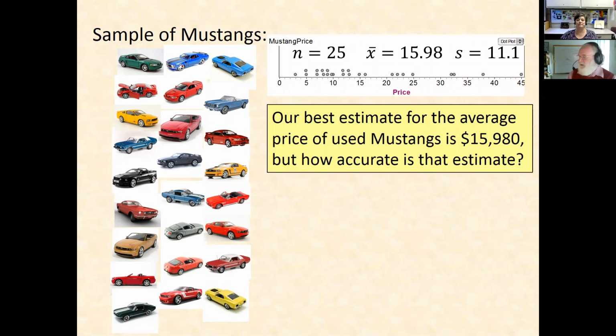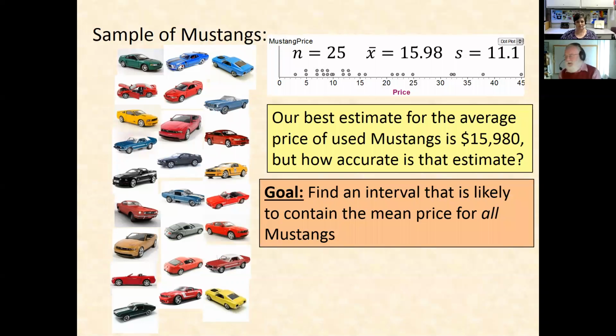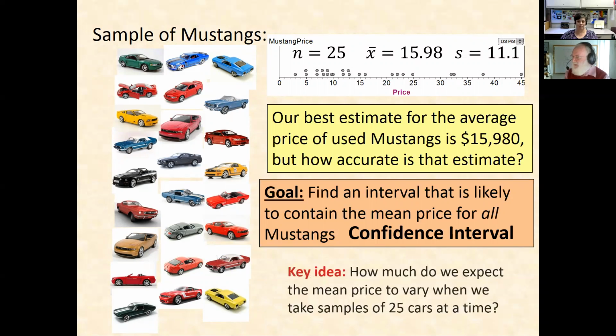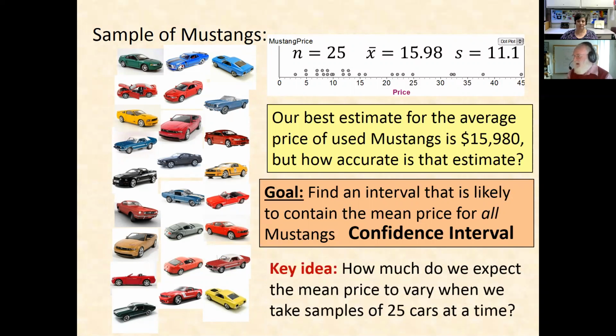So our goal is going to be to find an interval which is likely to contain the mean price of all Mustangs, which, as we know, is of course a confidence interval. The key thing we need to find that is to think about how much we expect the mean price to vary when we take a sample of 25 cars at a time. If we're sampling 25 cars, we're going to get a mean. As we go from sample to sample, how much do we expect the mean to vary? And we can use that as a basis to come up with a confidence interval.